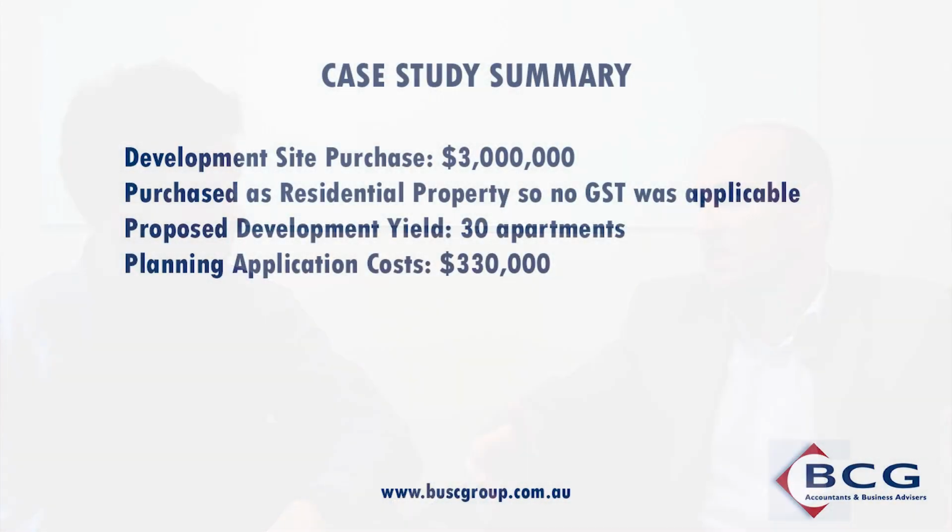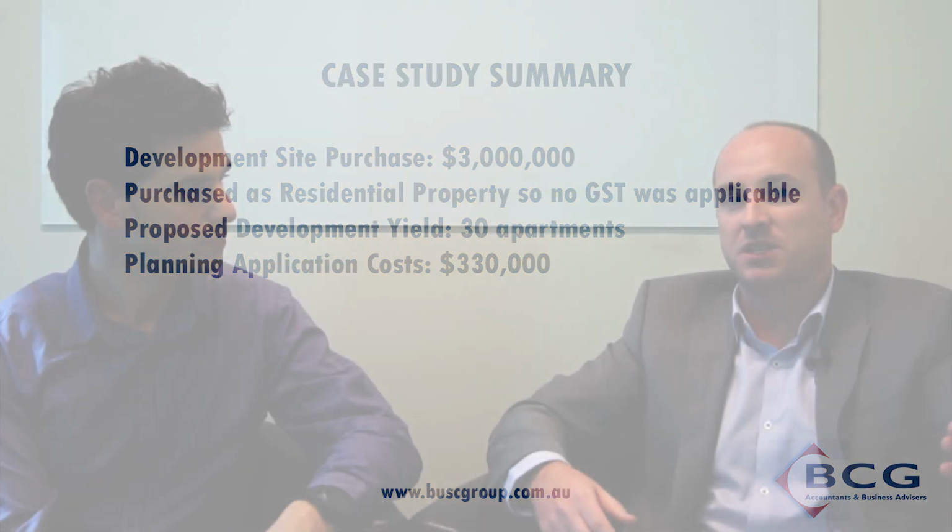So in this example, we have a property developer who purchased a property for $3 million. That property was purchased with no GST on it because it was existing residential property. And then the developer went on with his plans and permits, and incurred about $330,000 worth of costs and claimed the GST on those particular expenses. He had the plans to get a permit on that particular site for 30 apartments.